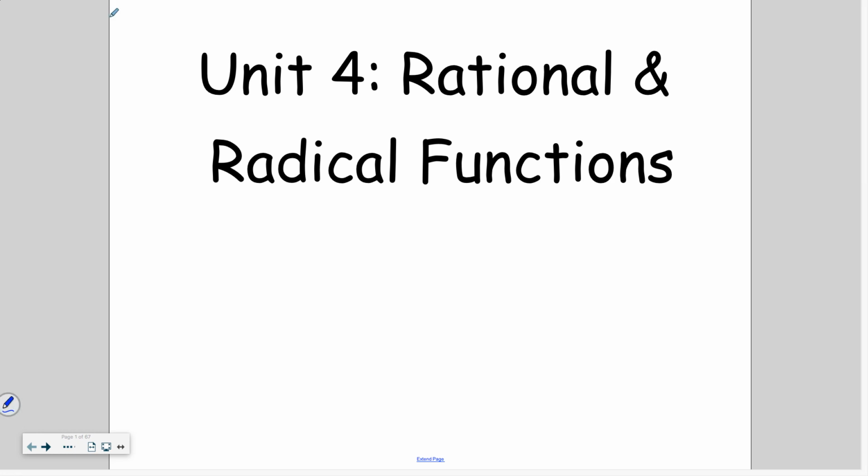So we're starting on Unit 4. We're going to go ahead and look at this. This is just the rational and radical functions that we are doing. We'll solve and all of that, and then we'll graph them just like we've done in every other unit. So the same kind of stuff, just different types of functions. All right?